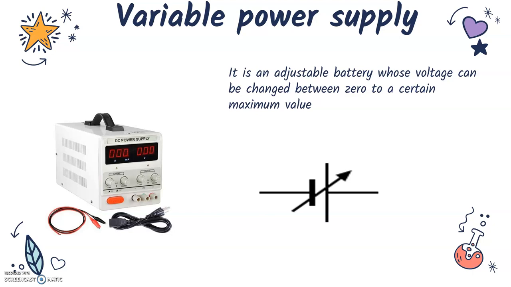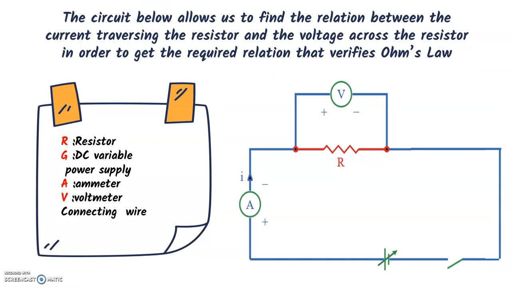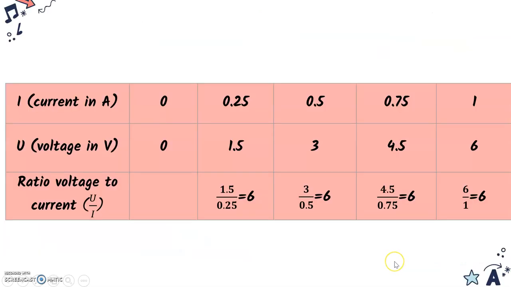This is a DC supply. If I choose, for example, 5 volt, during all my experiment, the value of the battery will be 5 volt. I can change the value. This is the symbol of the variable power supply. I will add the arrow to tell the reader that I have a variable power supply. Now this is my circuit. I have a resistor, a voltmeter parallel to the resistor, an ammeter, and a variable power supply.